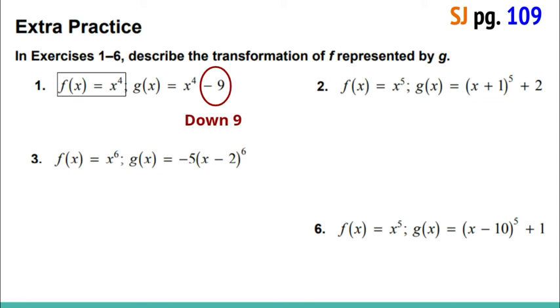I'd like you to write the word down, but also include the 9 whenever you're talking about it. So there's going to be numbers everywhere. So include the actual number with the description. Okay? All right, let's take a look at number 2.